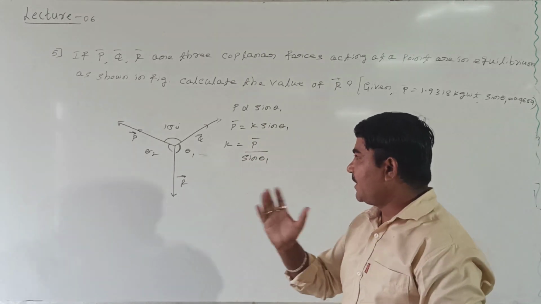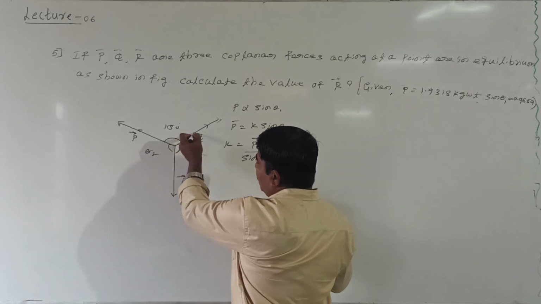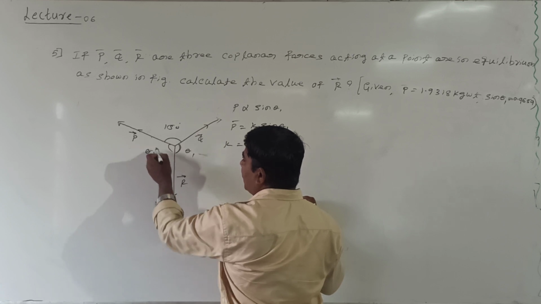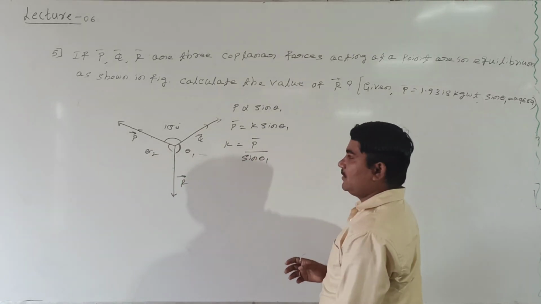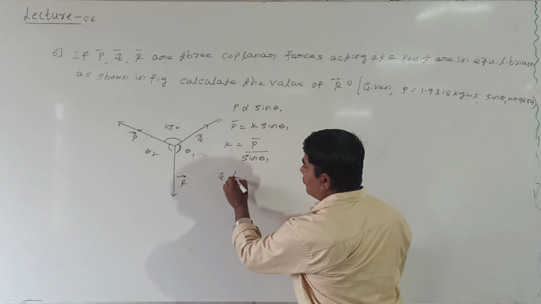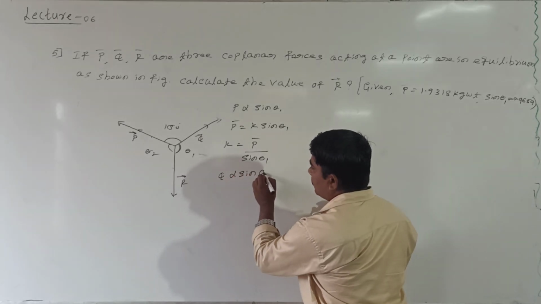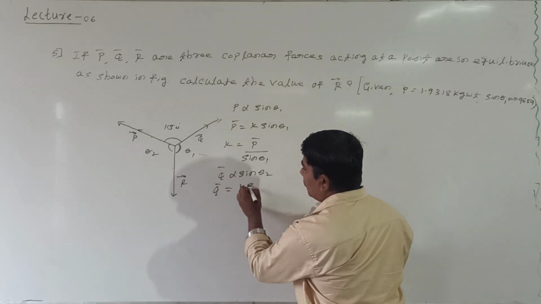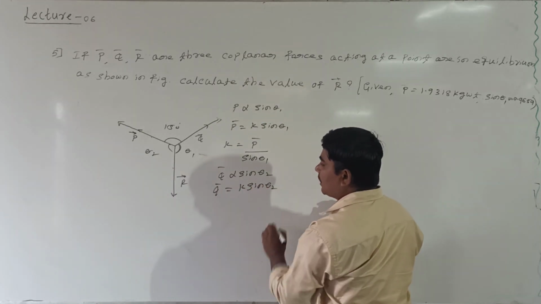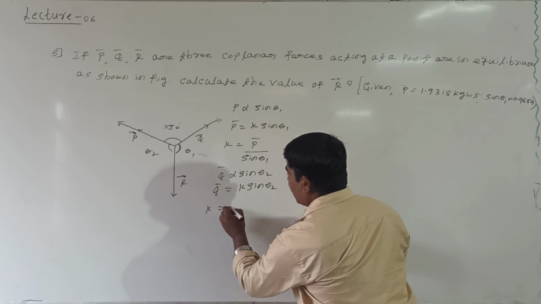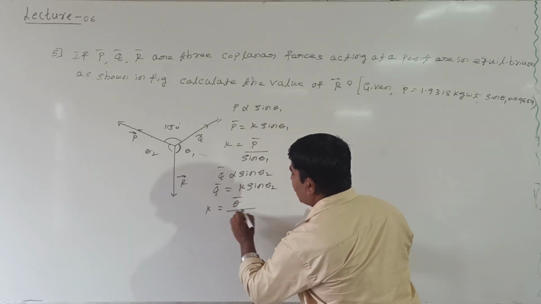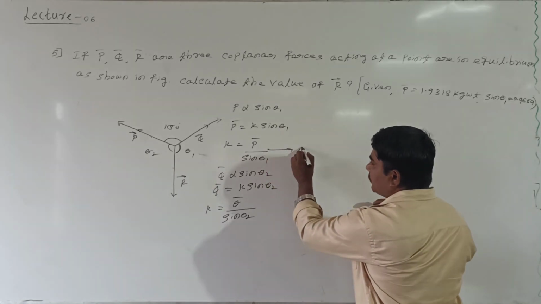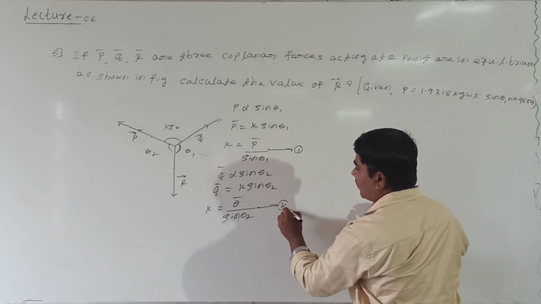Right. Similarly, vector Q is directly proportional to the sine of the angle between P and R. Q is directly proportional to sine theta 2, or vector Q equals constant K into sine theta 2. So K equals vector Q divided by sine theta 2. Let us call this equation number 1 and this equation number 2.